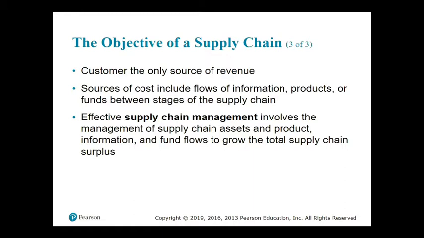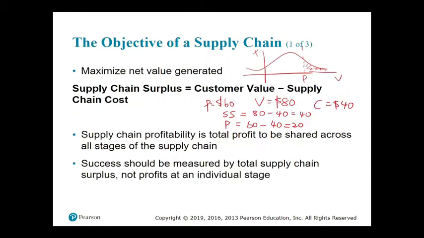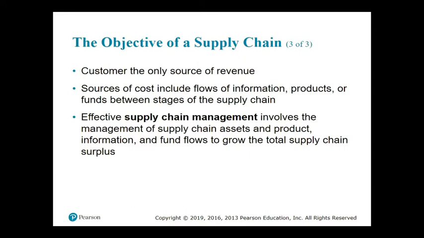Having defined that supply chain success is defined in terms of supply chain surplus, which is actually a combination between the value to customers, the revenue, and the cost of the supply chain, we want to look at these important components: revenue, cost, and customer value. Where do they come from?